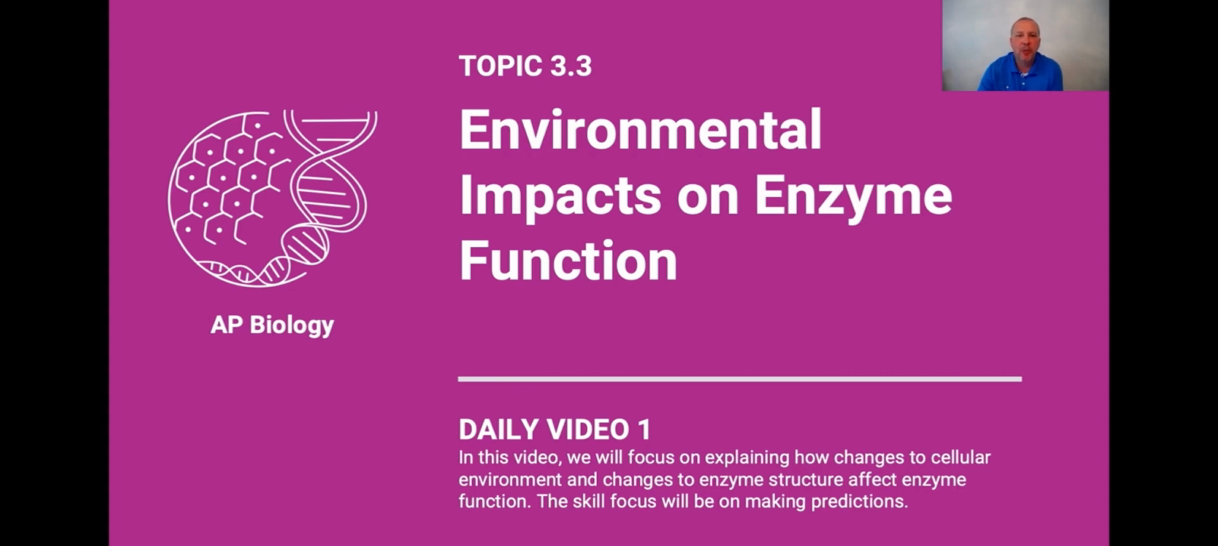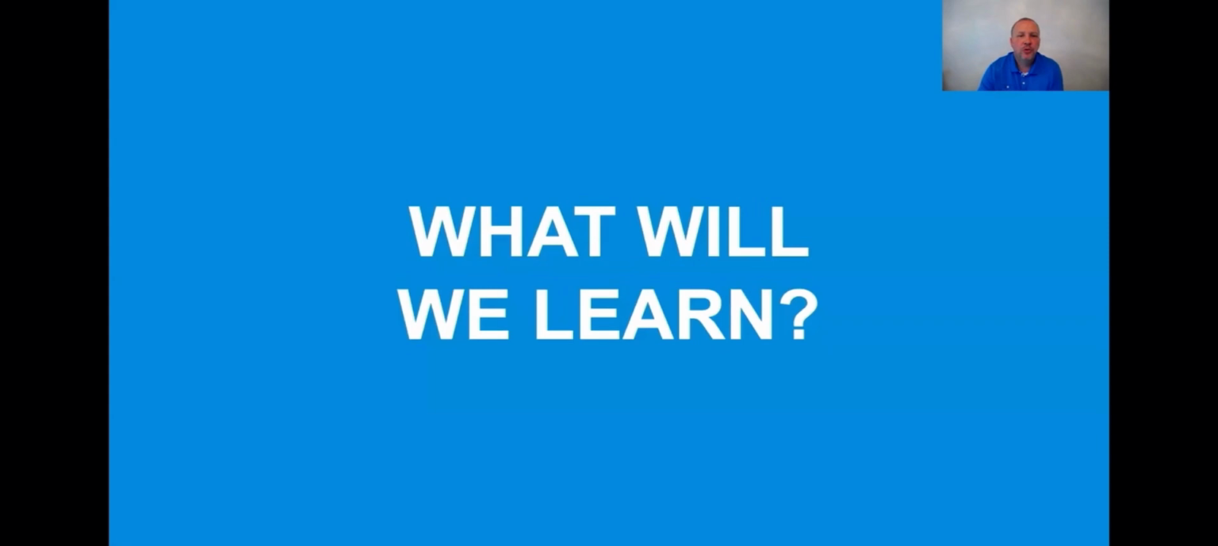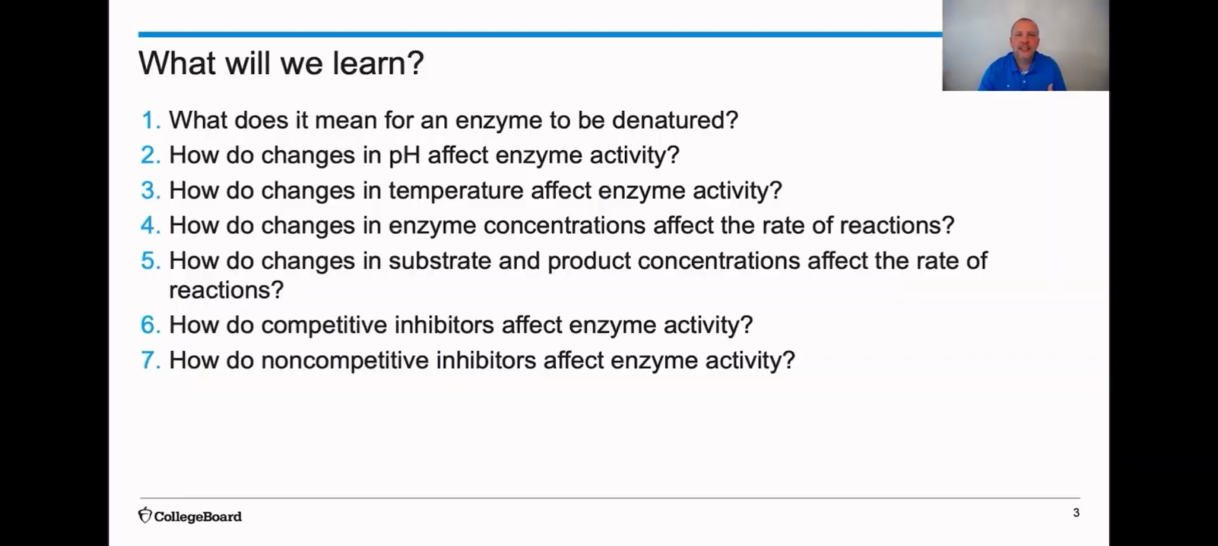Today's topic is 3.3, Environmental Impacts on Enzyme Function. So what will we learn? In today's lesson, we're going to look at what it means for an enzyme to be denatured. How do changes in pH or temperature affect enzyme activity? How do changes in enzyme concentration affect the rate of reactions? How do changes in substrate and product concentrations affect the rate of reactions? And finally, how do competitive and non-competitive inhibitors affect enzyme activity?